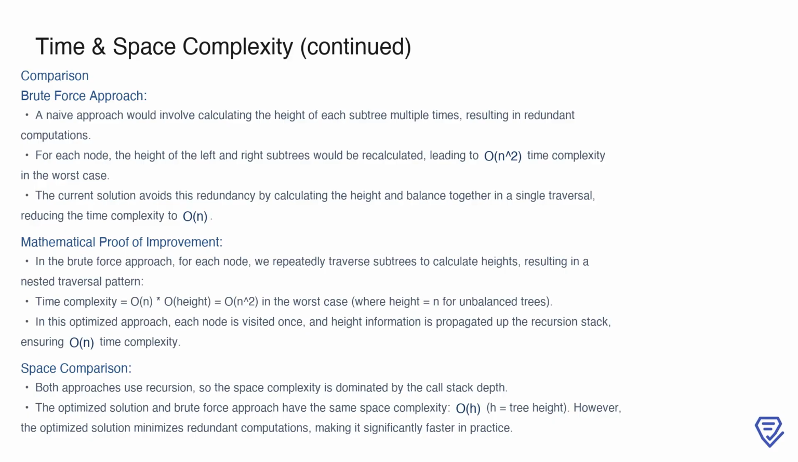The optimized solution eliminates this inefficiency by visiting each node only once and propagating height information up the recursion stack, ensuring O(n) time complexity. For space complexity, both approaches rely on recursion, so their space usage is dominated by the call stack depth, which is O(h). However, the optimized solution is significantly faster in practice due to its elimination of redundant calculations.